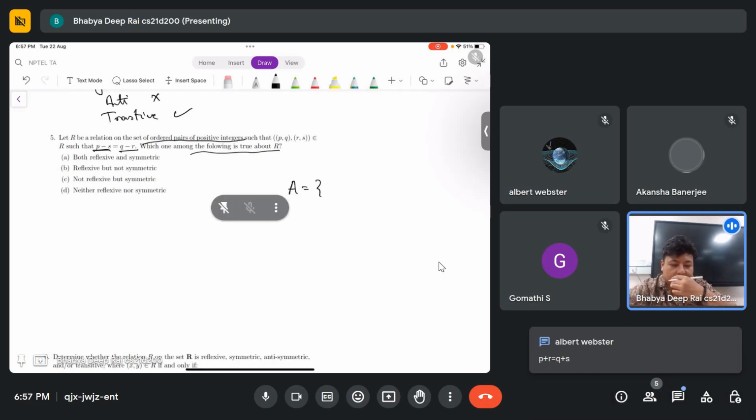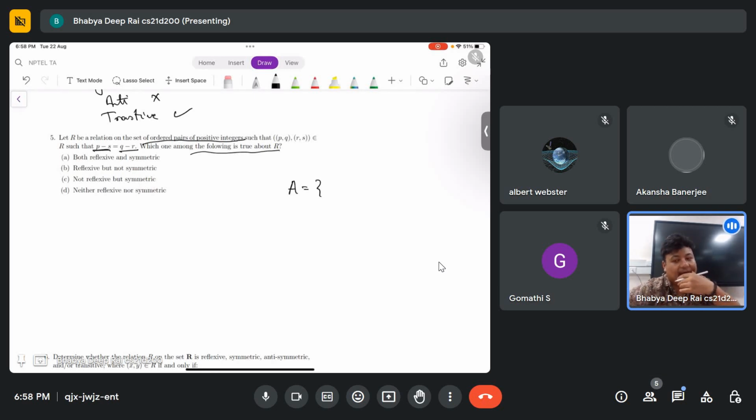P plus R equals Q plus S. Okay, yeah, I mean, this is allowed. P plus R equals Q plus S. Since these are positive integers, these are allowed. That is allowed. So yeah, you are allowed to rearrange these because this is arithmetic.